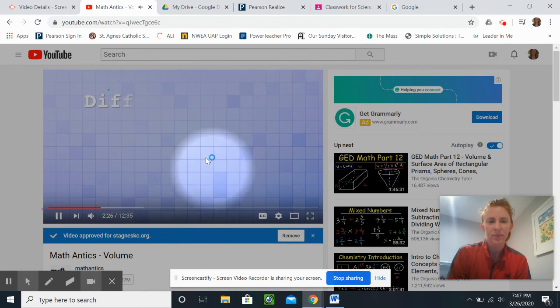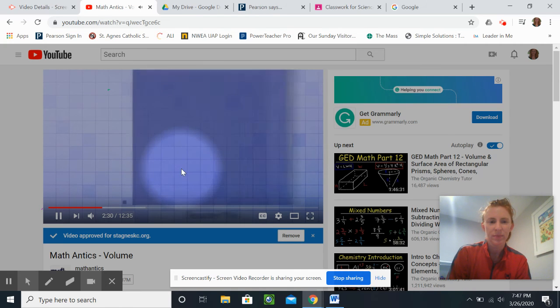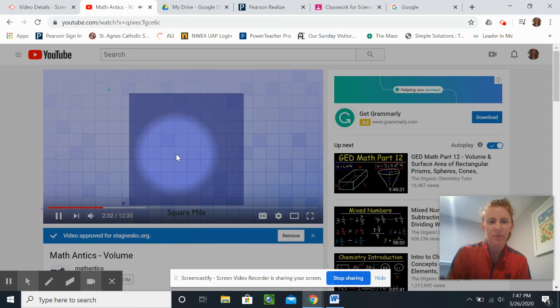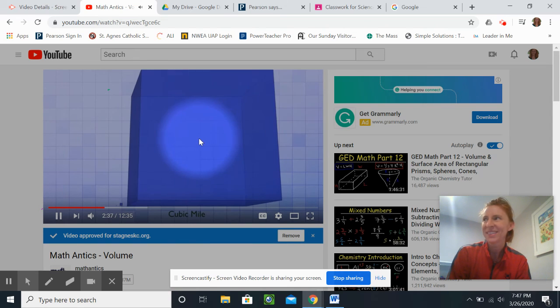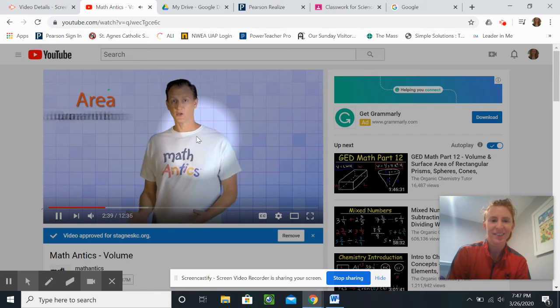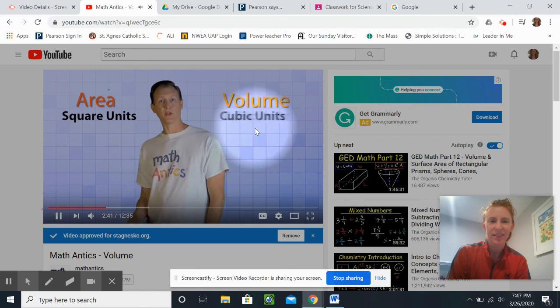And just like there were different sizes of square units, like square inches, square meters, or square miles, there's also different sized cubic units, like cubic inches, cubic meters, or cubic miles. See how area and square units are related to volume and cubic units?